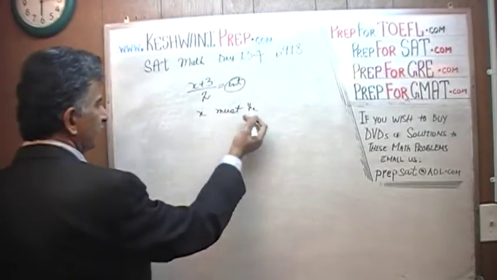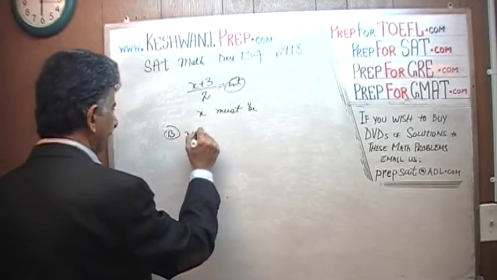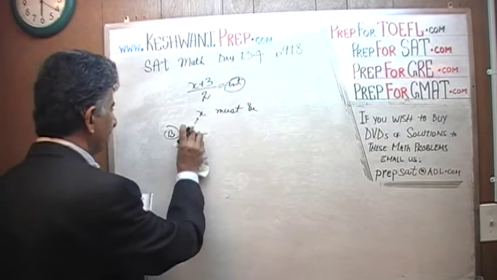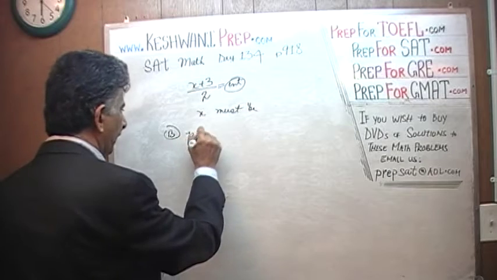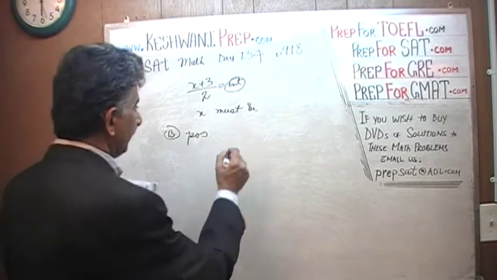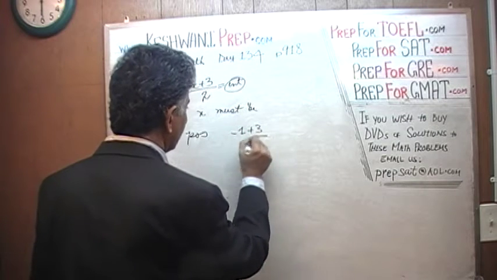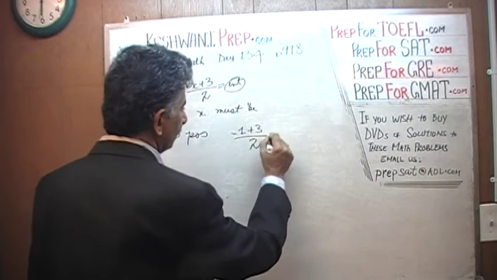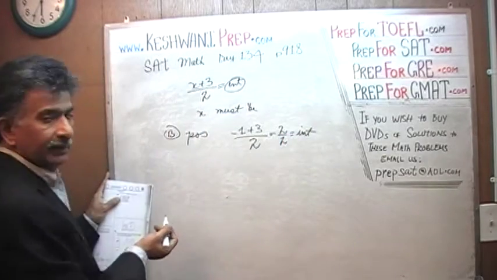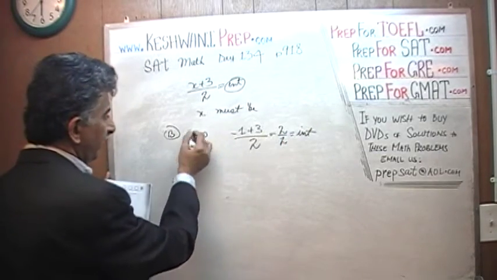B says x must be positive. So at this point, all we have to do is plug in a negative number and see if it works. For example, if you plug in negative 1 plus 3 over 2, negative 1 plus 3 is 2, and 2 over 2 is also an integer. So as we can see, x does not need to be positive.